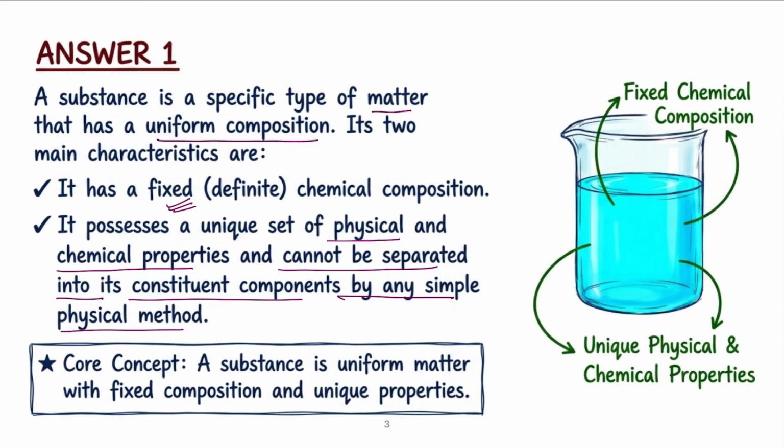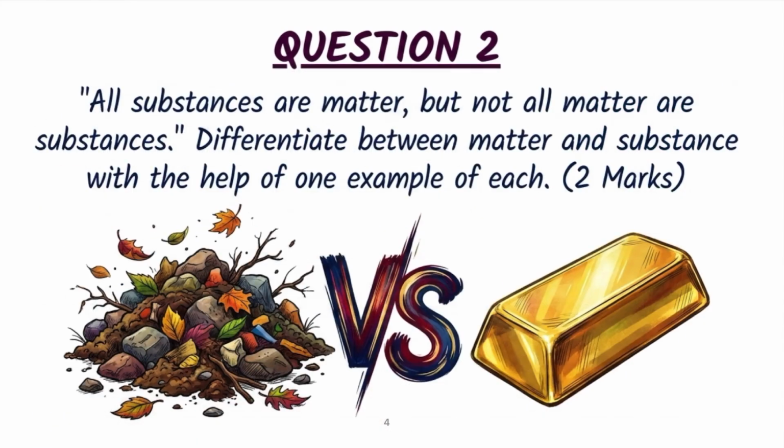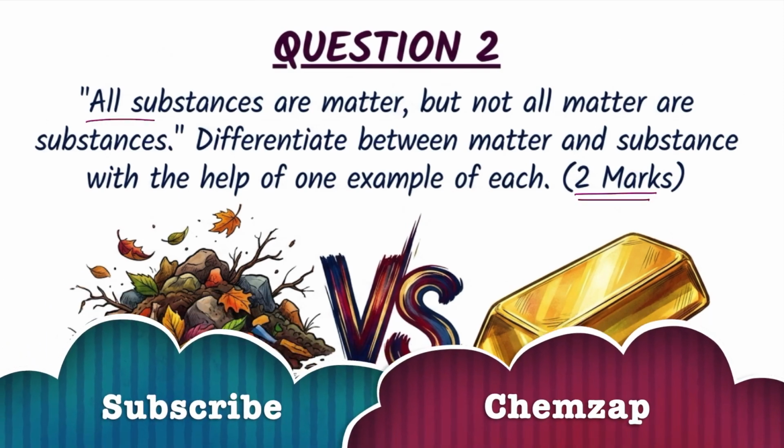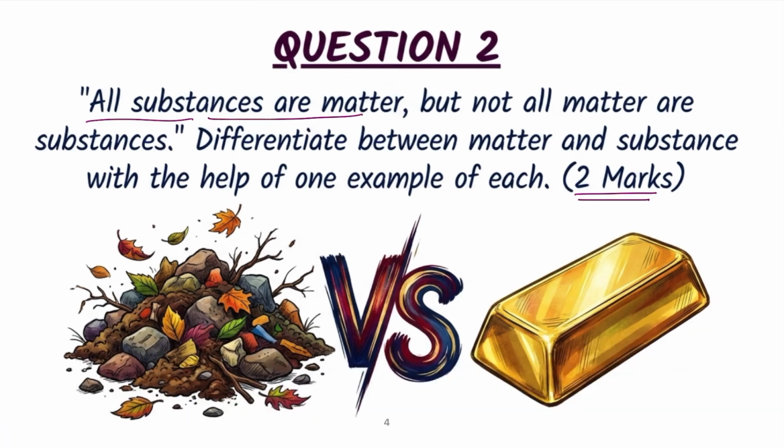The core concept of this question is that a substance is a uniform matter with fixed composition and unique properties. So this is the definition of the substance also, and this is the answer of this question also. Now come to the second question. All substances are matter, but not all matter is a substance. Differentiate between matter and substance with the help of one example of each. This is a 2 mark question. This statement we did in my first class, how all substances are matter, but all matter is not a substance.